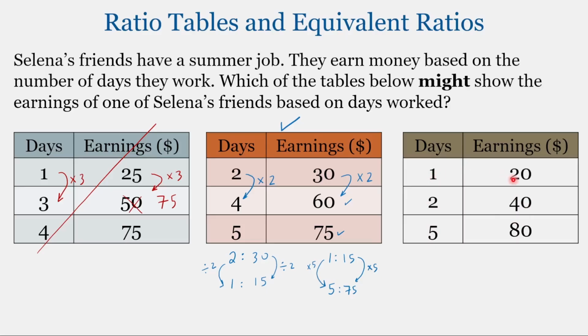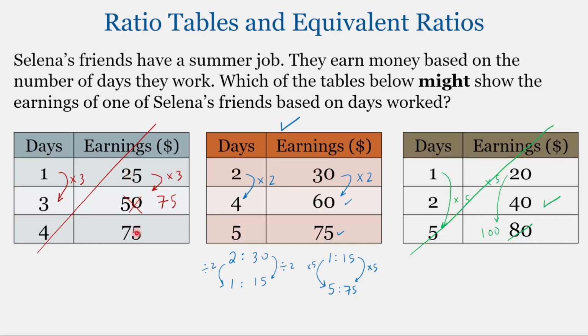So for 1 day, she made $20. Going from 1 to 2, we're multiplying by 2. 20 times 2, that is 40. So this second row is an equivalent ratio to the first row. Now let's look at this third row. So we went from 1 day to 5 days. We multiplied by 5. So now let's multiply 20 by 5. And 20 by 5 is 100, not 80. So this table also does not represent the possible earnings of one of Selena's friends.